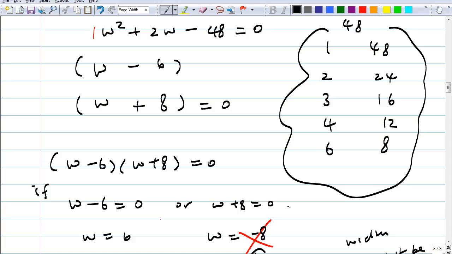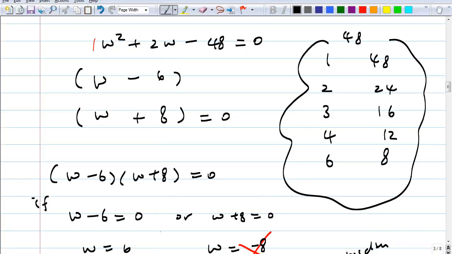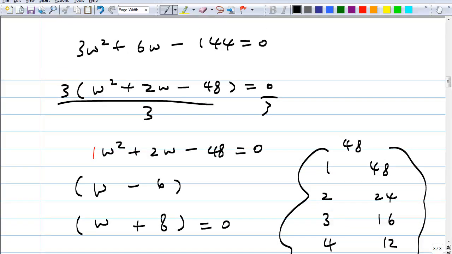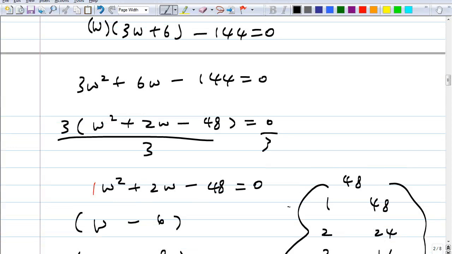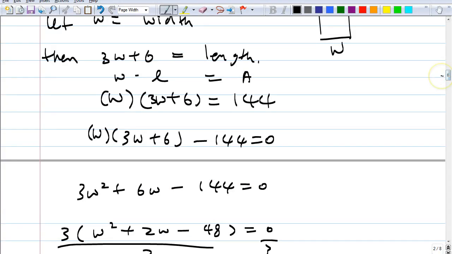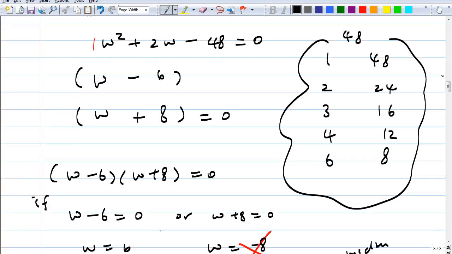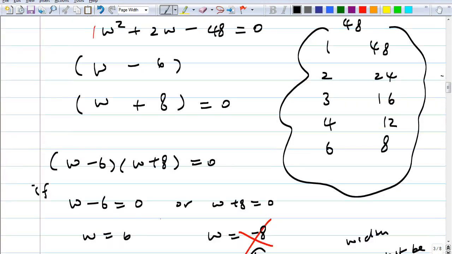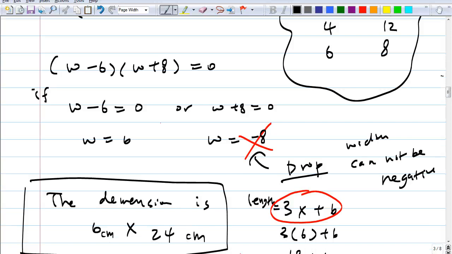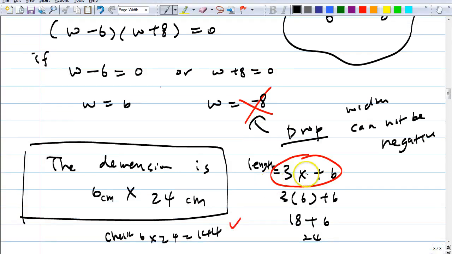So if the width is 6, how do I find the length? Let's go back up. What did we say the length was? It was 3W plus 6, wasn't it? So what's the answer? How about Brandon? What'd you get? I got the width is 6 and the length is 24. Correct. We said the length was 3W plus 6, right? And is there a way to check? Yeah, multiply it out and it should equal 144. So that's a quick way to check. Yeah, 24 centimeters by 6 centimeters.